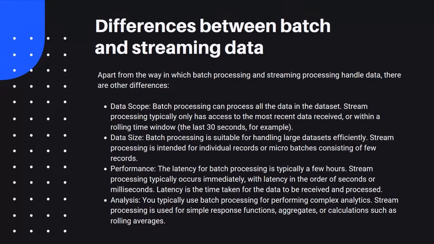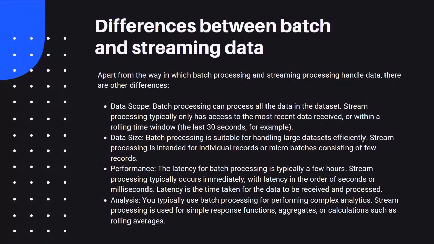Coming towards data size, batch processing is suitable for handling a large data set, a huge batch or group, we could say. But stream processing is just for individual records or for small or micro batches. Now coming towards performance. Performance depends on the time taken for processing. For batch processing, the time taken is a few hours, or in terms of hours.